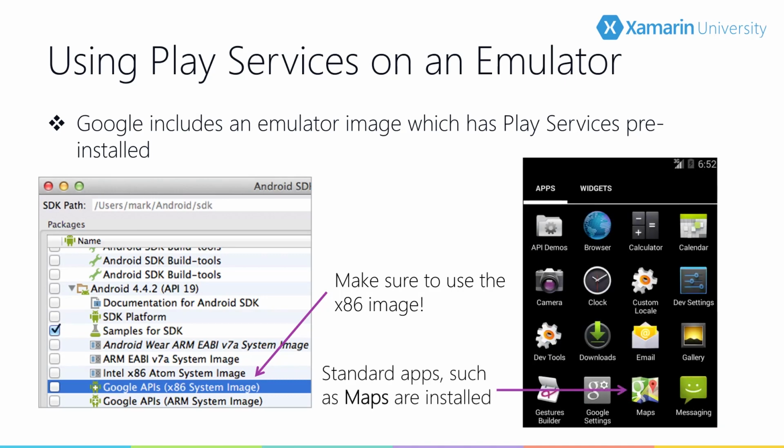When you run this image, it will include the standard Google apps, things like Google Maps. This is an easy way to see if the APIs are available before trying your application.